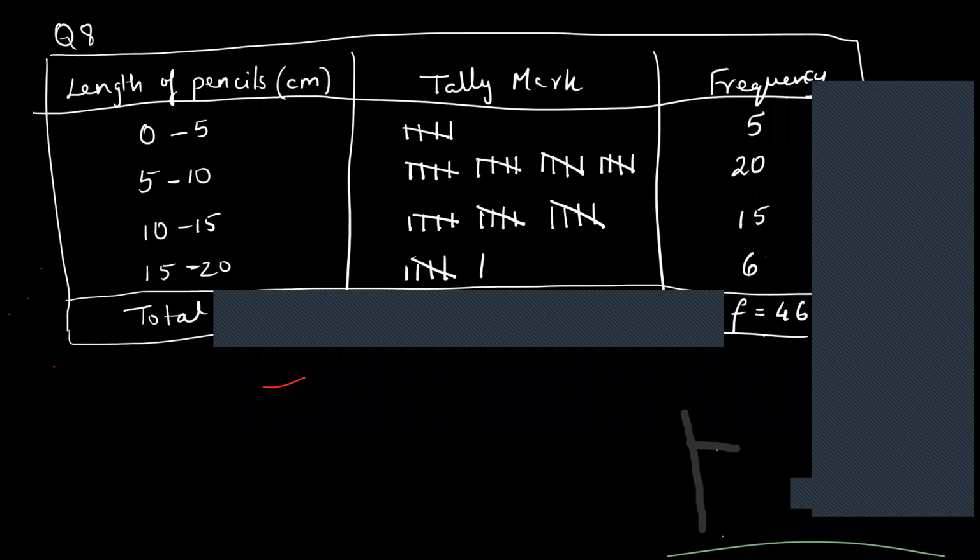Great. So I hope you all have understood two things. We have explained today primary and secondary data. What is it? Primary data is when you collect the data yourself, and secondary data is when you look at some records. And the second thing is we have learned how to draw tally marks and draw a frequency distribution table. We have learned grouped as well as ungrouped. So I hope you all have understood clearly.